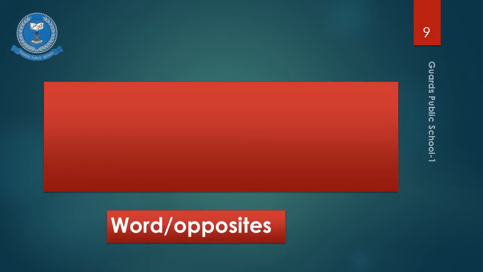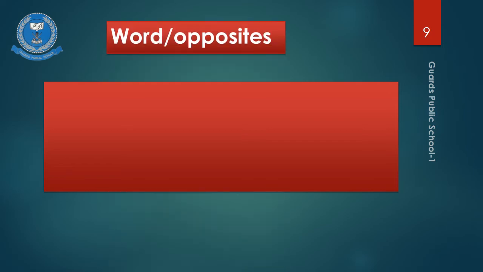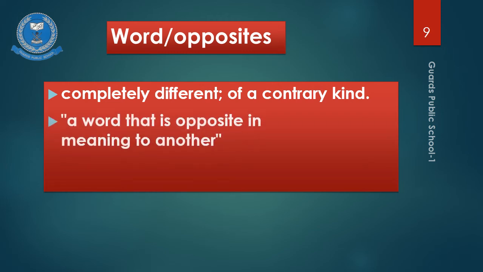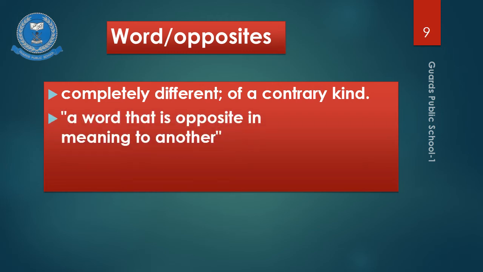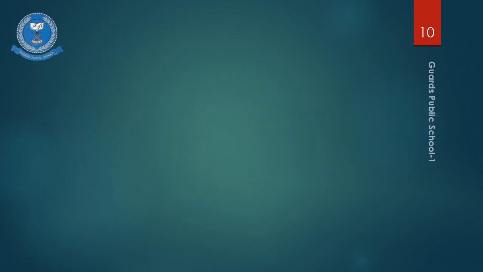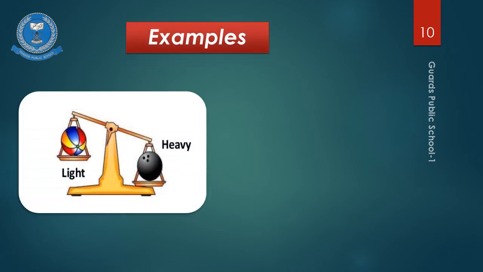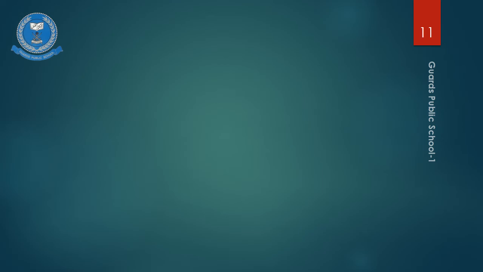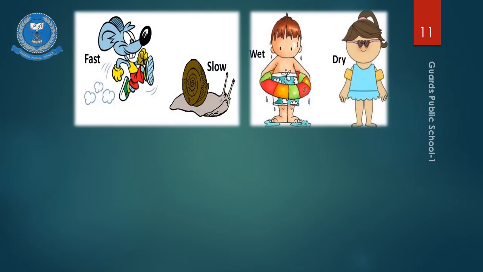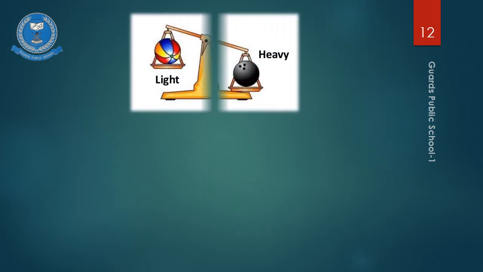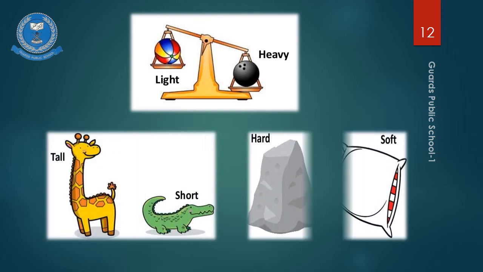Now word opposites. Opposites means completely different, of a contrary kind, a word that is opposite in meaning to another. Opposites are also known as antonyms. For example, light, heavy, open, closed, fast, slow, wet, dry, up, down, small, big, light, heavy, tall, short, hard, soft.